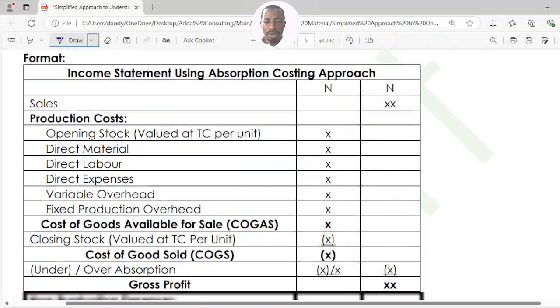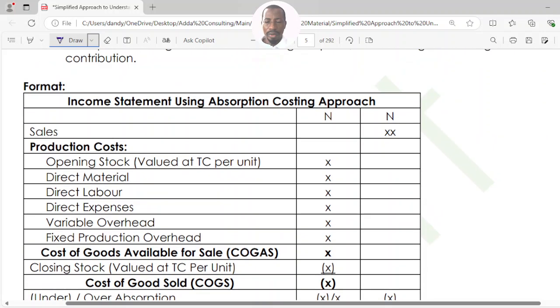Okay, so this is the format for preparing the income statement using the absorption costing approach. Again, how do I get my sales value under absorption? Just multiply the selling price with the number of units sold, then you get this number. Of course, generally you are going to have the same sales value as under marginal costing. Then I want to determine the production cost. This is the time for me to apply all the concepts that we have discussed.